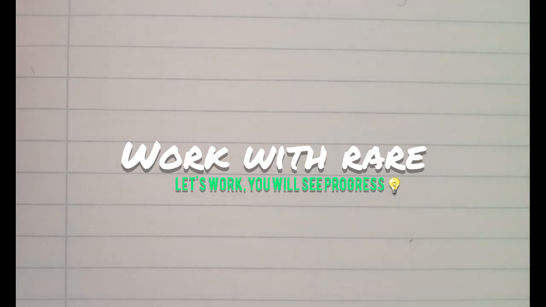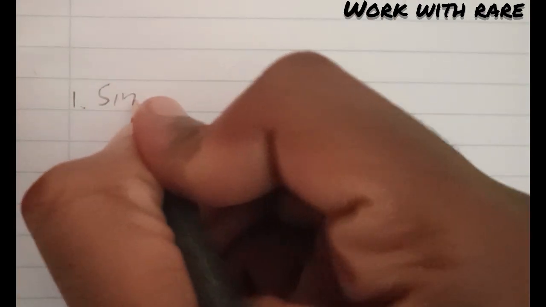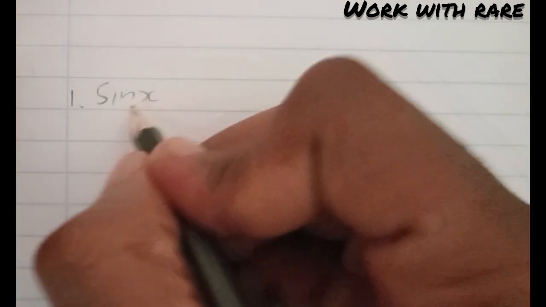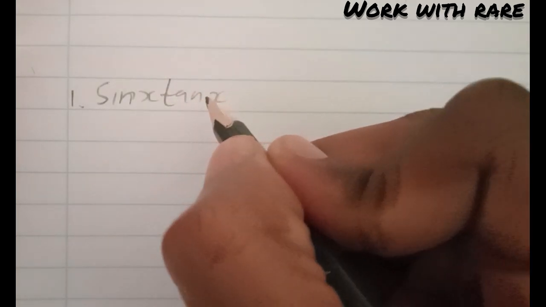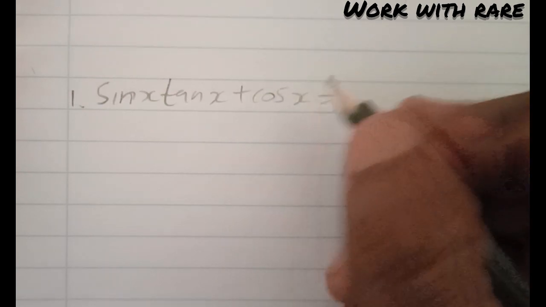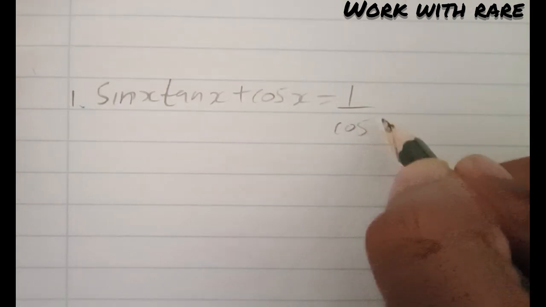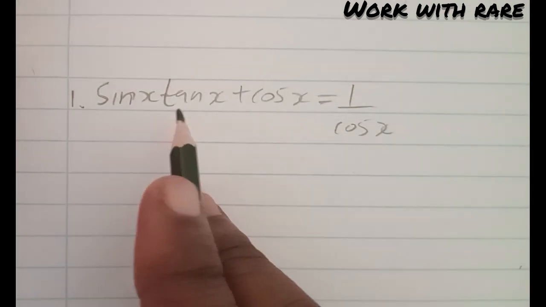And today I'll do mathematics for grade 12, prove the identities. Okay, so number one, let me write my number one here. For number one, we are given sine x tan x plus cos x is equal to 1 over cos x. So you have to prove that this side is equal to this side.